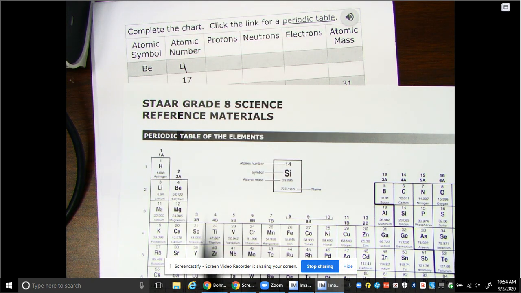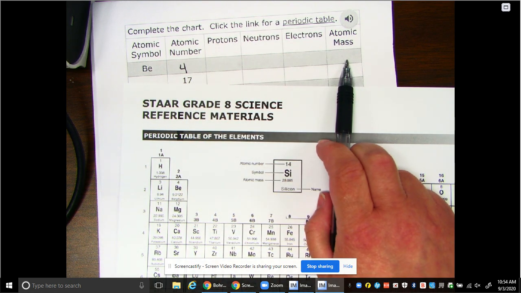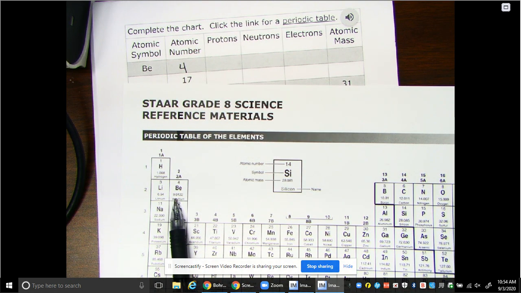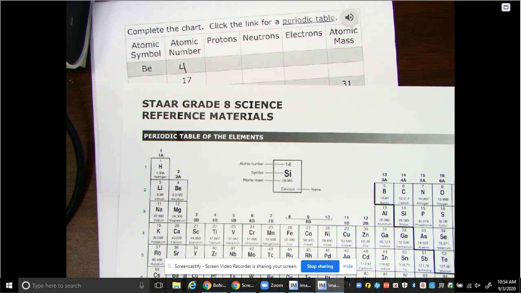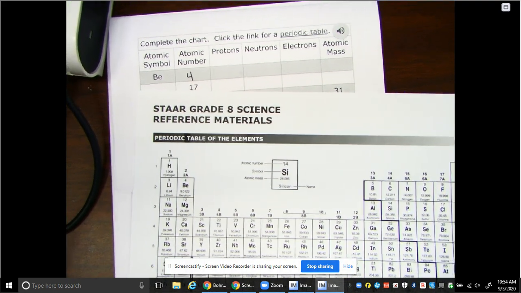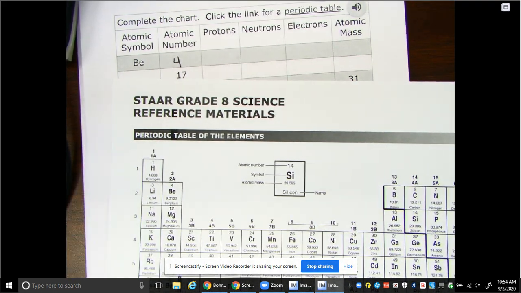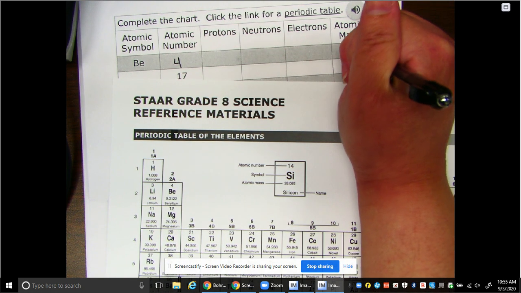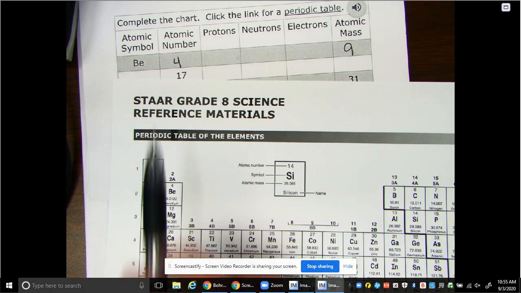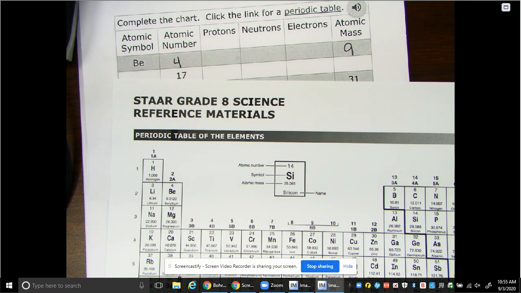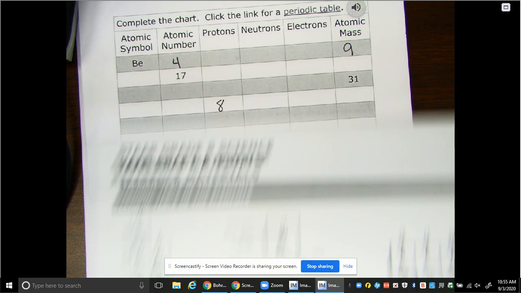The other piece of information I'm going to get from the periodic table is my atomic mass. My atomic mass for beryllium is, and you probably can't see it, let me zoom in a tiny bit. Oh, wrong way. Is 9.0122. So I'm going to round that to 9.01. That's just 9. So I'm going to leave it at 9. Okay. And so those three pieces of information I'm getting straight from the periodic table. So I'm going to move this out of the way.